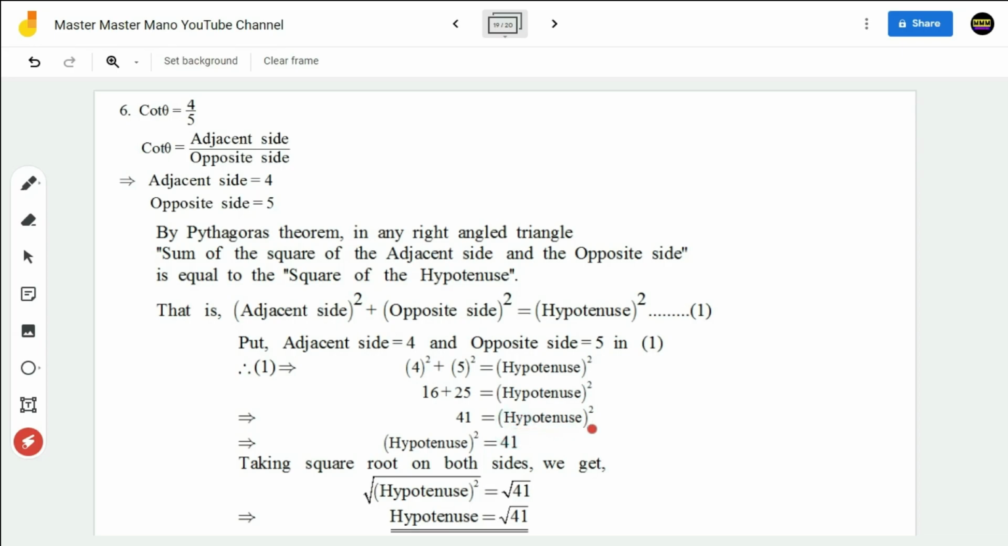This hypotenuse square is brought to the left hand side and this 41 is brought to the right hand side. Now taking square root on both sides, we get root of hypotenuse square equal to root of 41. Root of hypotenuse square comes out of the root as hypotenuse equal to root of 41. Hence we have found the length of the hypotenuse as root of 41 units by Pythagoras theorem.